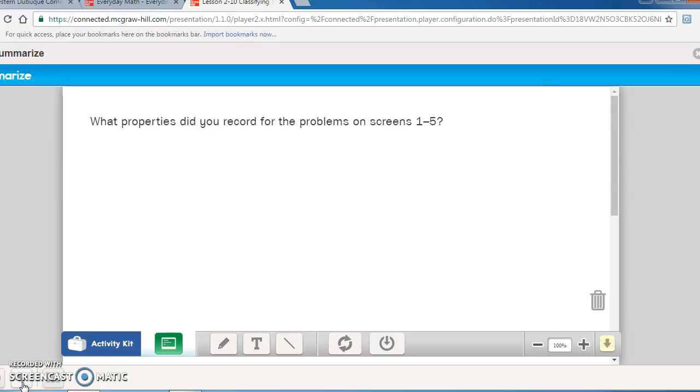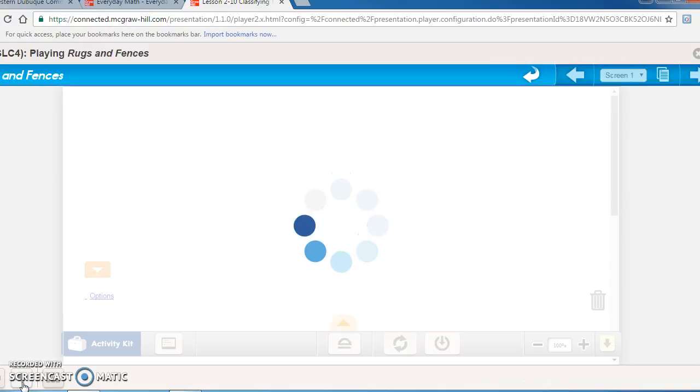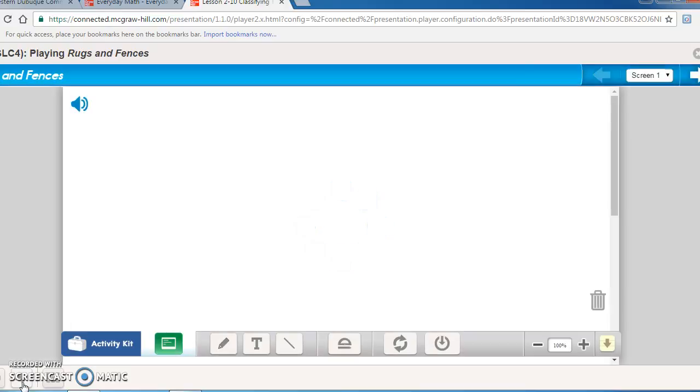So what properties did you record for the problems on screens 1 through 5 or with boxes 1, 2, 3, and 4? Hopefully you notice that they all have straight edges. They all have three sides because they're triangles. Some have right angles, some have acute angles, and some have obtuse angles.